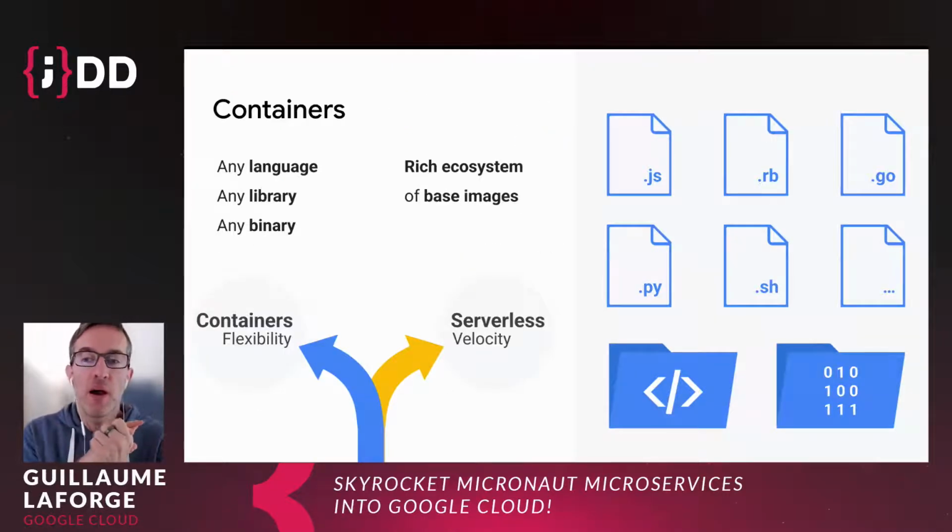With Cloud Run, instead of deploying functions or apps, you're going to deploy containers. What's great with containers is that you can put any language, library, or binary in your container. There's a rich ecosystem of base images as well. So you get the flexibility of containers, even if there's a slightly higher learning curve potentially. You get that flexibility, whatever you want to put in a container, as long as it's serving HTTP requests, but we'll see that in a minute. And you get the agility or velocity of serverless, because you're going to get automatic scaling from a serverless platform.